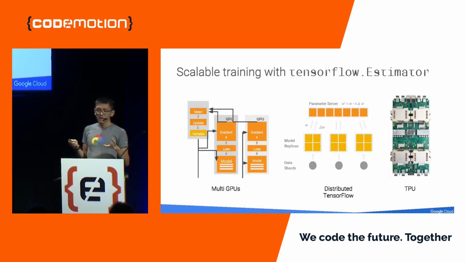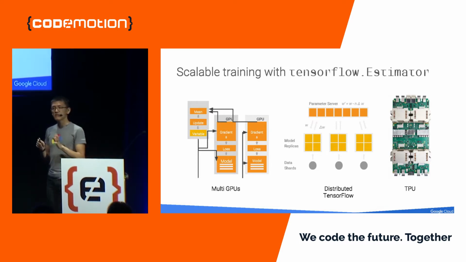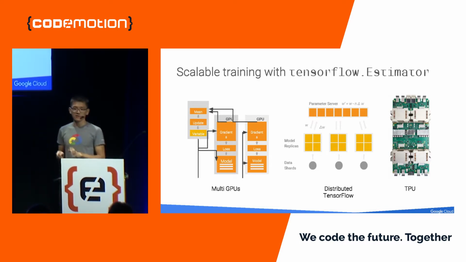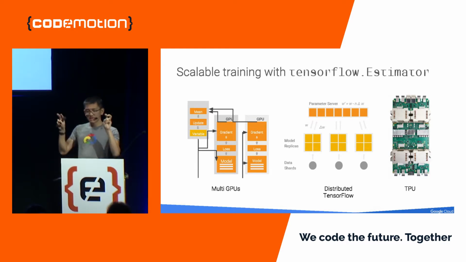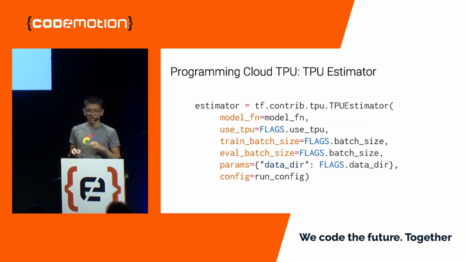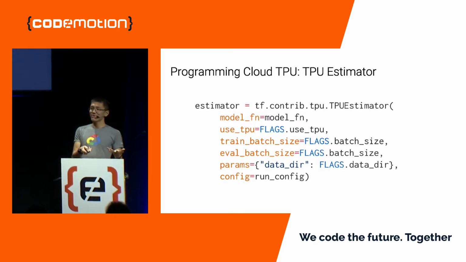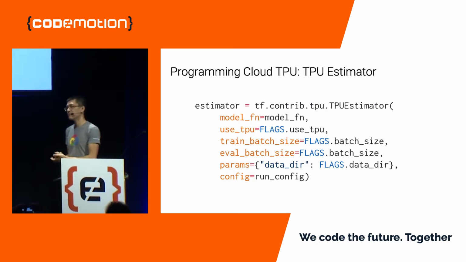And so with that said, the current state of events is that there is a specialized estimator for TPUs. And so there's this TPU estimator, and there's a couple of more flags to give. For example, there's a use TPU flag, right? Like, do we use TPU or not?